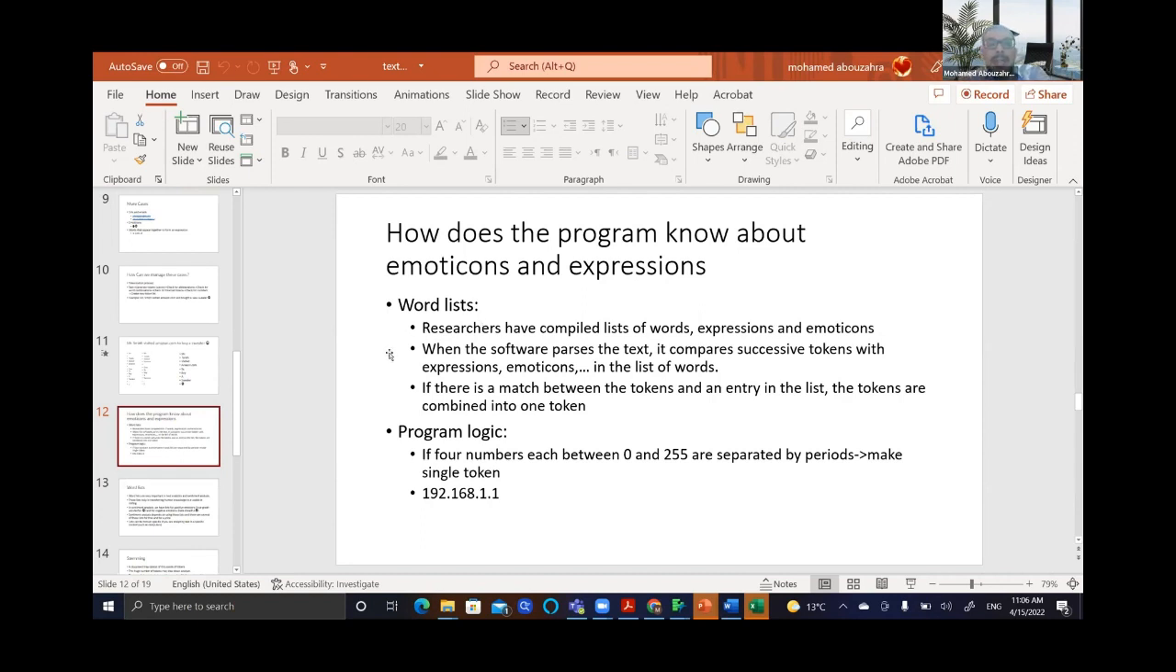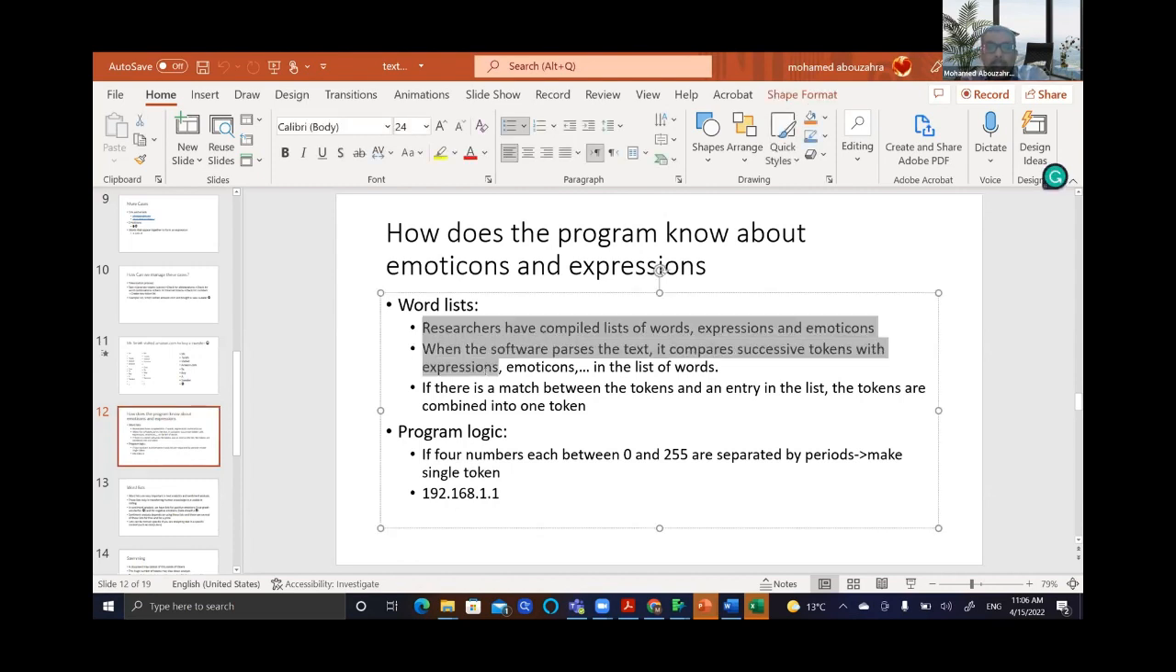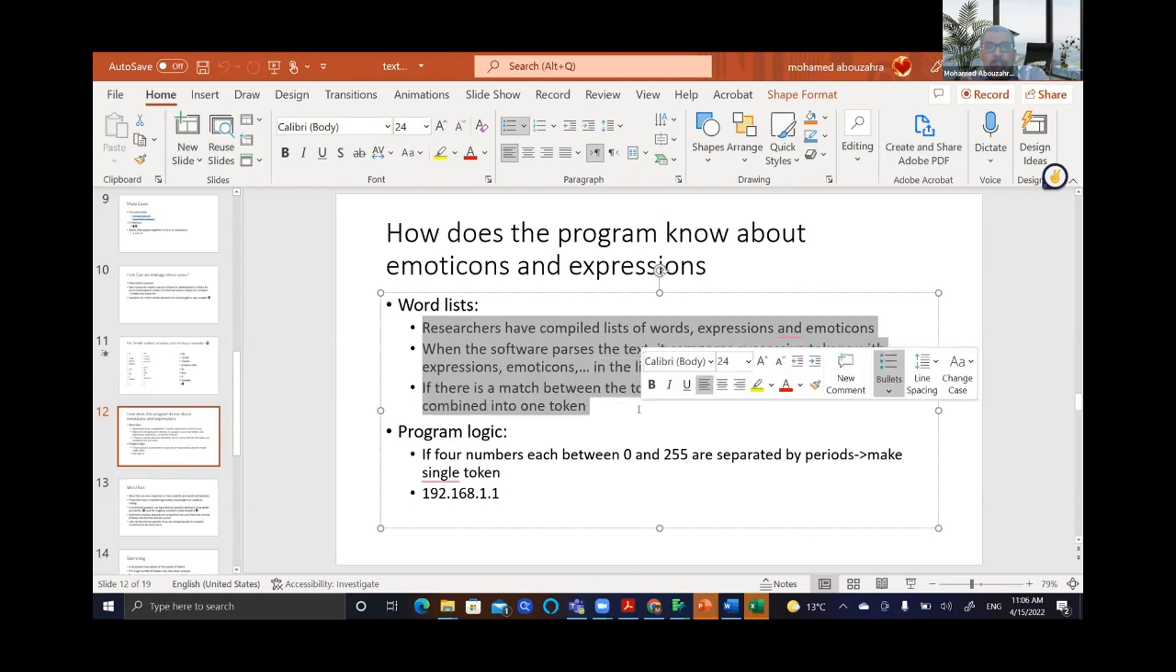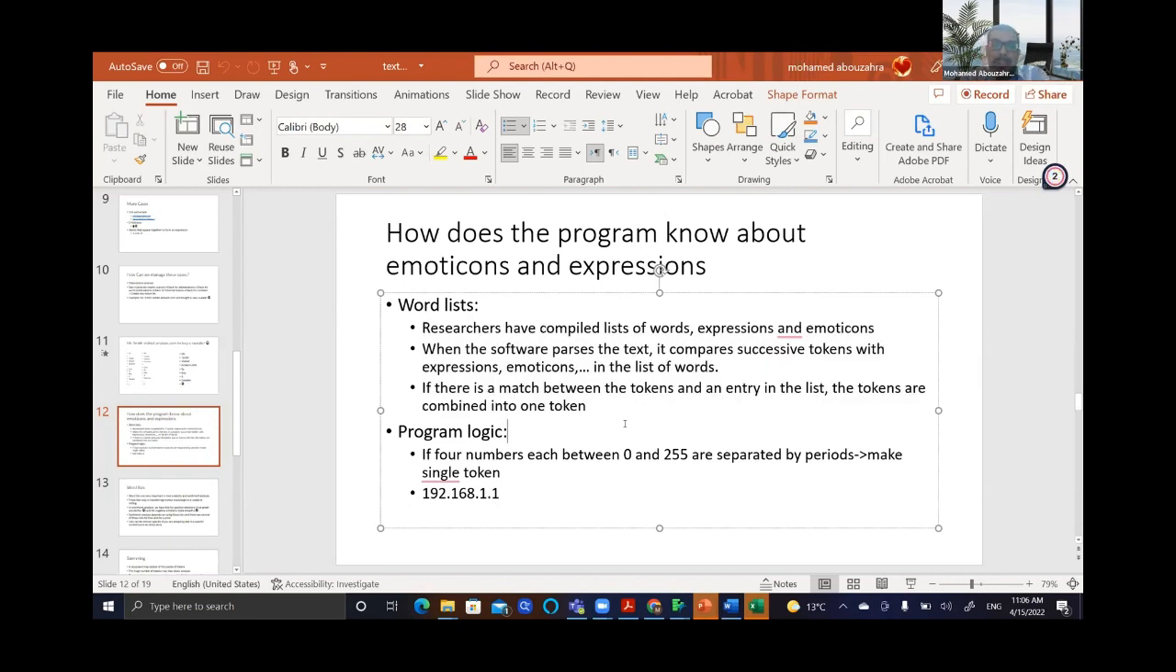Right. There is another way using the program logic, but this is very rarely used, right? So for example, you can tell the parser, if you see 4 numbers with dots between them, then this is an IP address, right? This happens as well, but word lists are the most common way to identify special tokens like emoticons, internet tokens, abbreviations, and other stuff that we will look at as we go on.